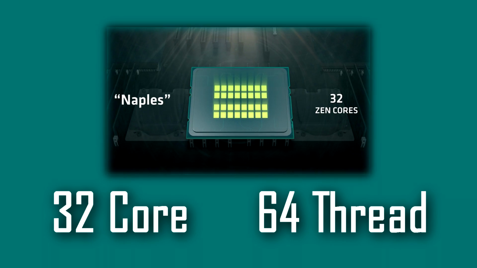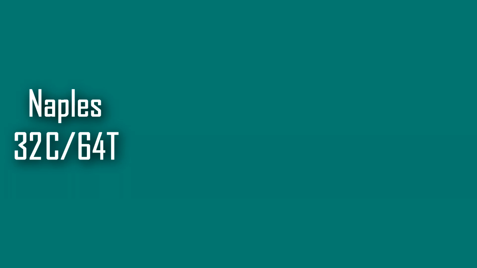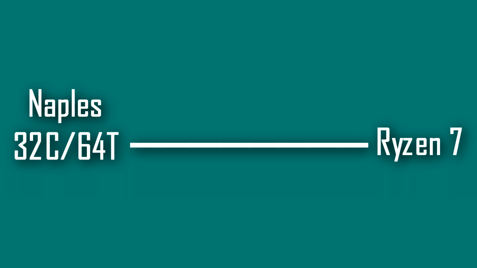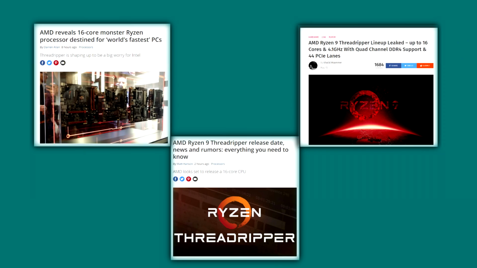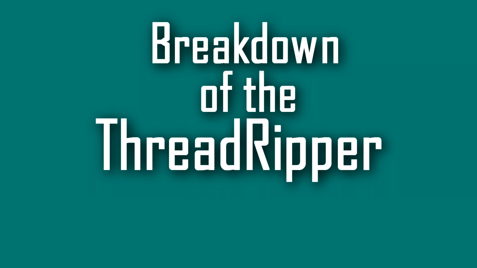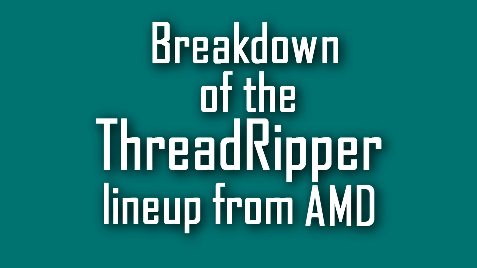Okay, I'll admit it, I was fully expecting the 32-core, 64-thread Naples CPU in the future, but I was seriously not expecting anything between that and Ryzen 7. That is, until now. Ryzen 9 news has been flooding all over the tech news recently, so here is a quick and simple breakdown of the Threadripper lineup from AMD.